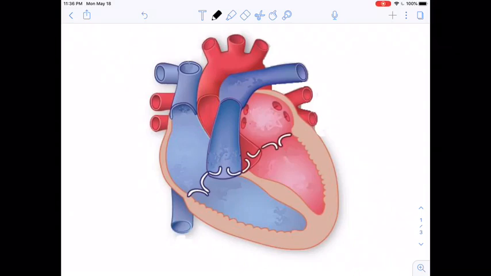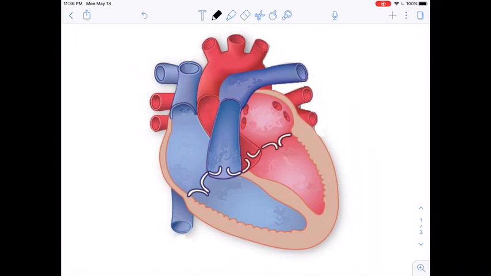Hi everyone, this is Mr. Moreau with a quick tutorial on the human heart and the flow of blood through our circulatory system.